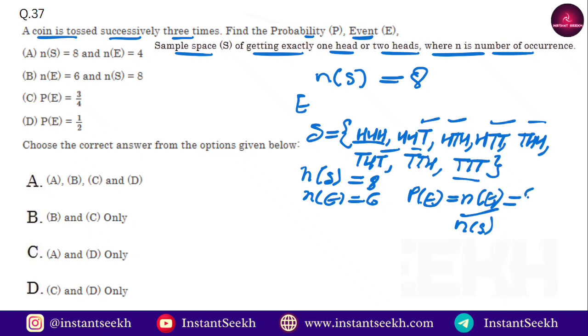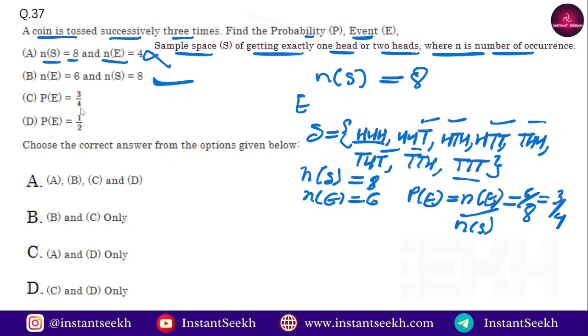So that is 6 by 8, which is equal to 3 by 4, right? So let's now evaluate the options. Straight away, the first one, the statement is not correct. N of S is given as 8, this is fine, but N of E is given as 4, so this is incorrect. This is correct, we have just seen.